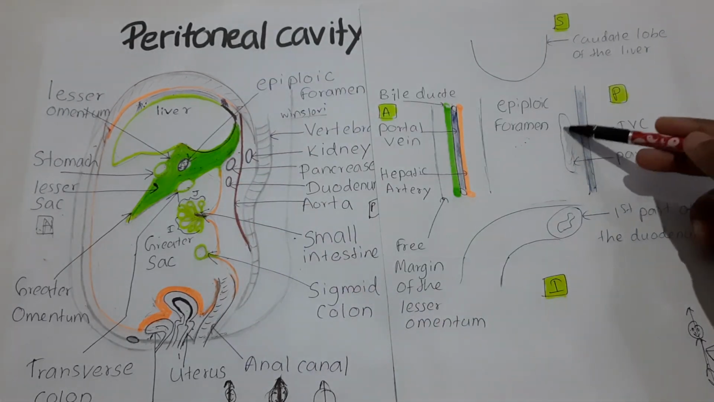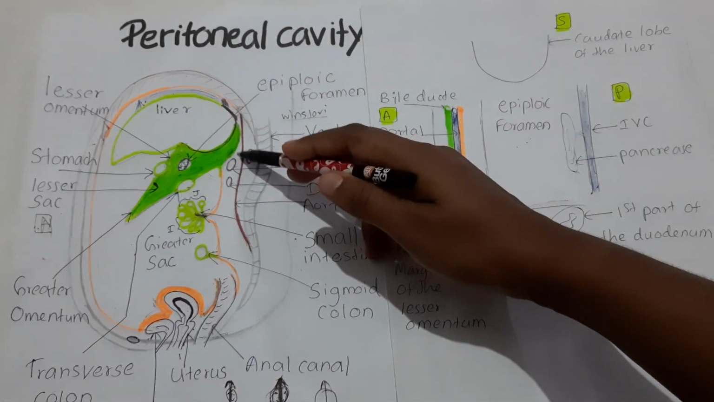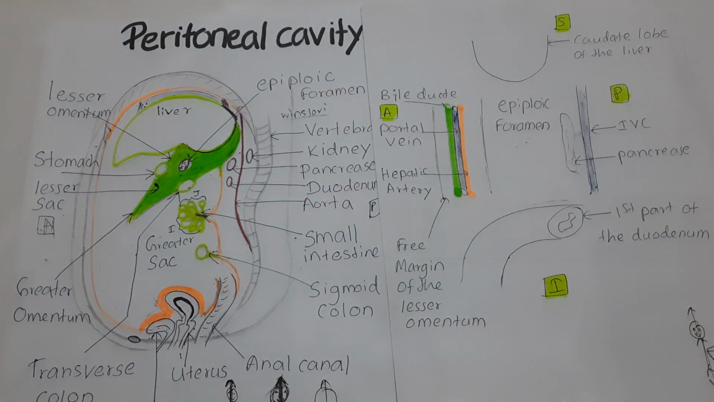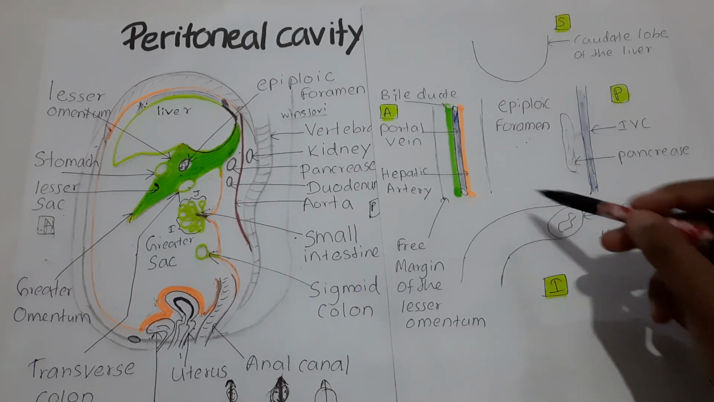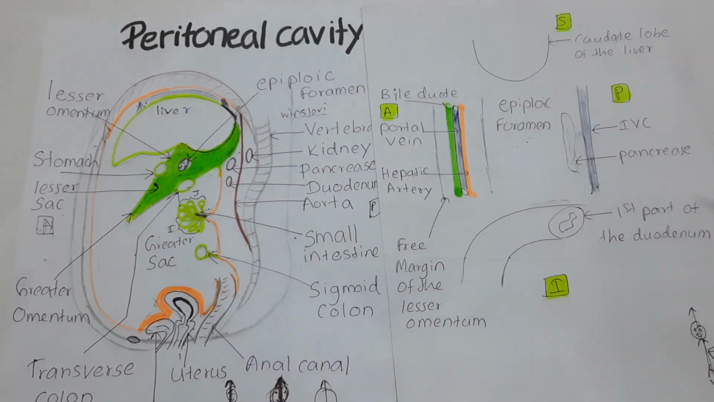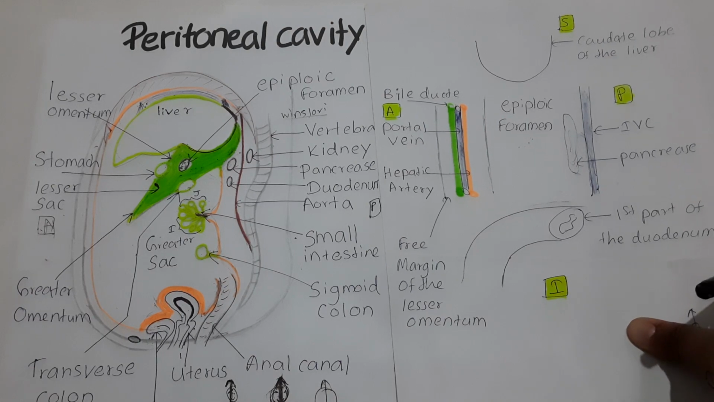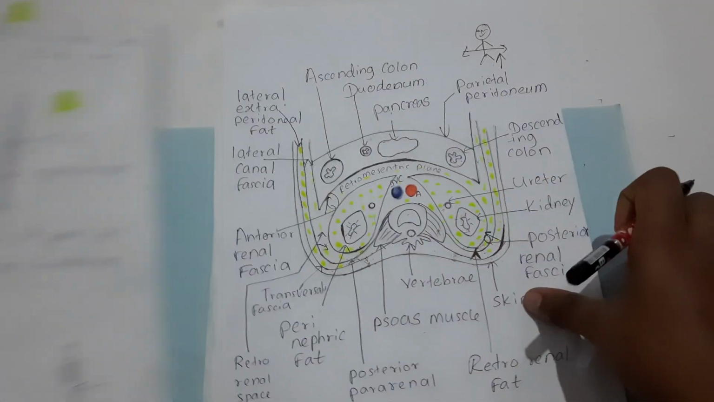Posteriorly, the pancreas and inferior vena cava should be deeply inside there, so those structures are the posterior walls of the epiploic foramen. Inferiorly, that's the first part of the duodenum. Here the duodenum will go like this, so it will be the inferior wall of the epiploic foramen.